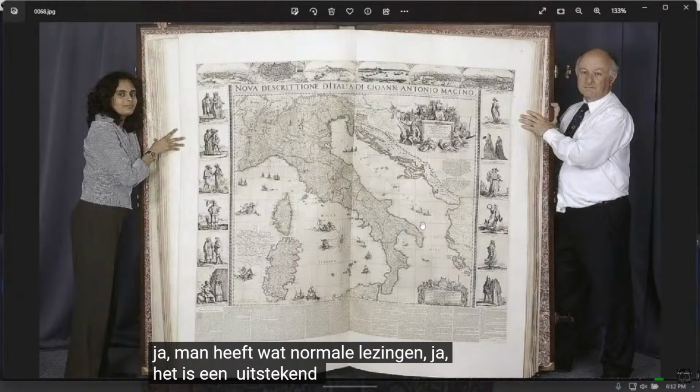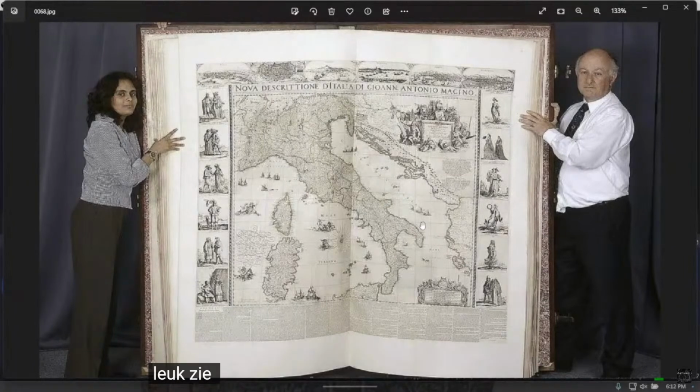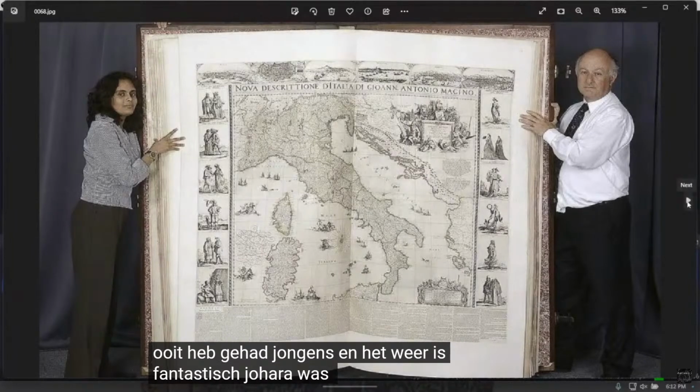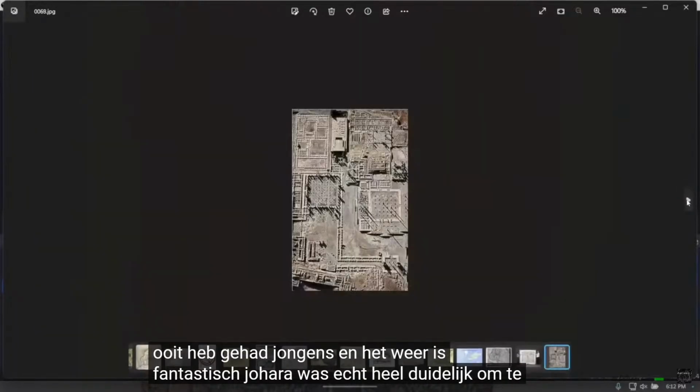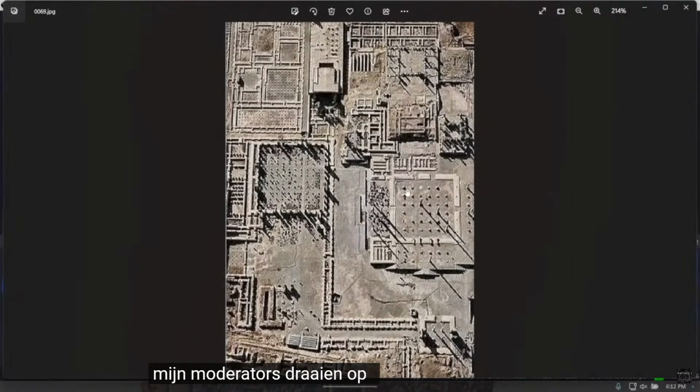Gaia Sonoma Readings said, excellent, thank you, Martin and Jason. Sent a picture of a half-pound steak. Nice, juicy. I had the best food ever here, guys, and the weather is fantastic. Jahara was real clear to say my donation was for Martin. Oh, thanks, brother. My moderators are turning on me.